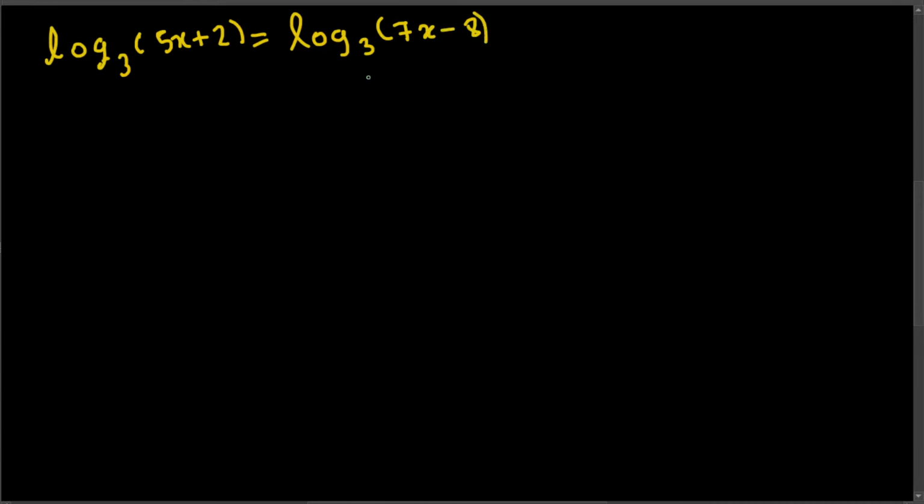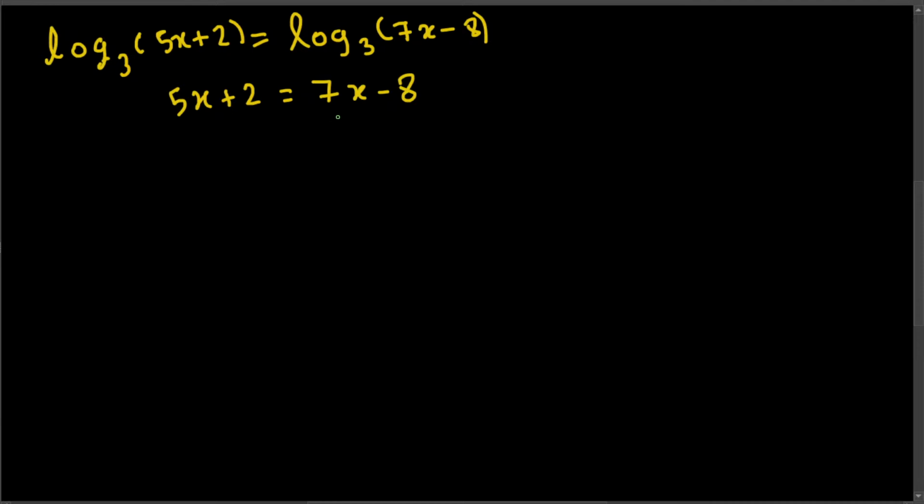Okay, let's say we have an equation given like this: log base 3 of (5x plus 2) is equal to log base 3 of (7x minus 8). Whenever we have equal bases, it means the value in the bracket is going to be equal on both sides. So since we have log 3, the same base on both sides, we can just equate them. So this is going to be 5x plus 2 is equal to 7x minus 8.